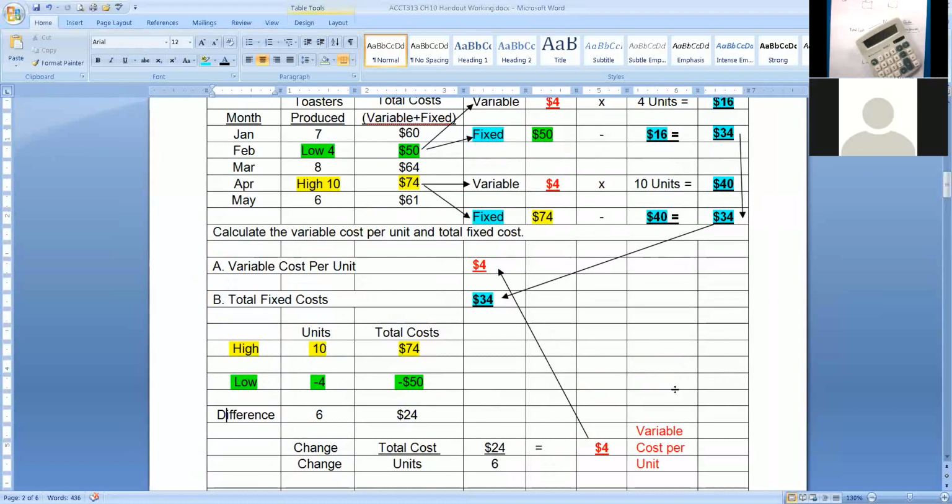Yeah, and again, the thing that we're doing here is we're just taking the highest and the lowest, and you're kind of working out an estimate of what the variable and fixed costs are.